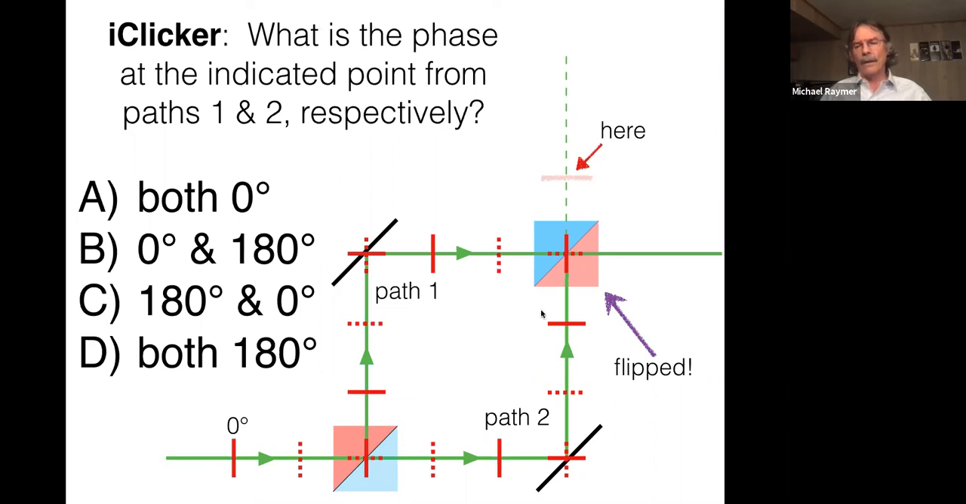So here they're out of phase, right? This is peak, this is trough. This one transmits, this one enters blue and exits blue, so there's no phase shift when it goes through blue, blue. So if this is a trough, this is still a trough. And a trough is 180. This one is a peak. It goes peak, trough, peak. So it's a peak, so it's zero. So it's 180 and zero. So the answer is C.